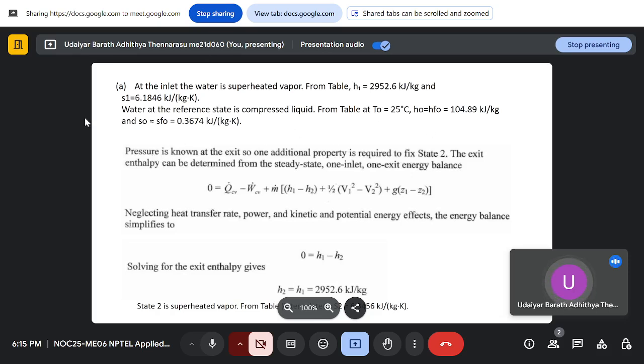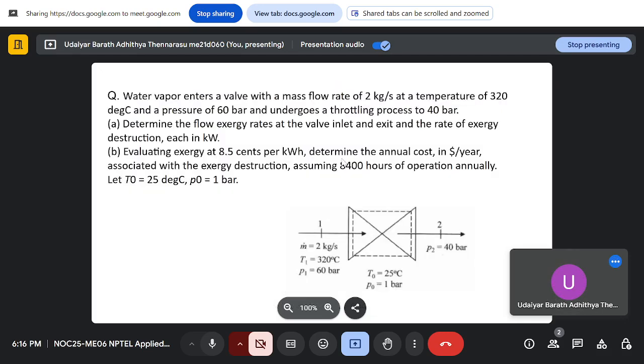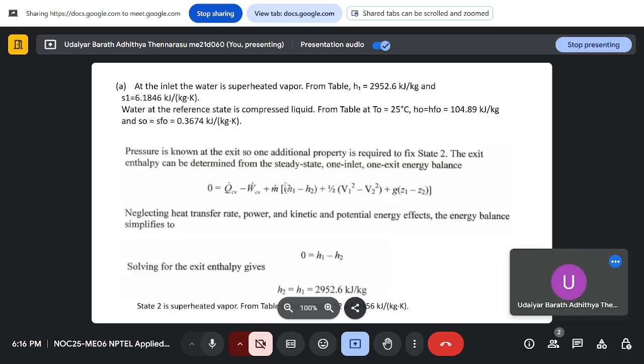So I know the dead state enthalpy and entropies, and I know the inlet enthalpies. With this I can find out the exergy at the inlet. So before that, we have to find out flow exergies at inlet and outlet and exergy rate. We have to find out the exit one.